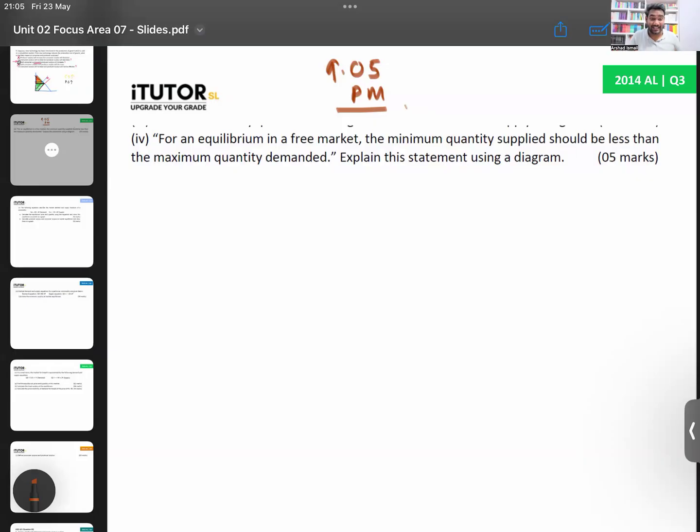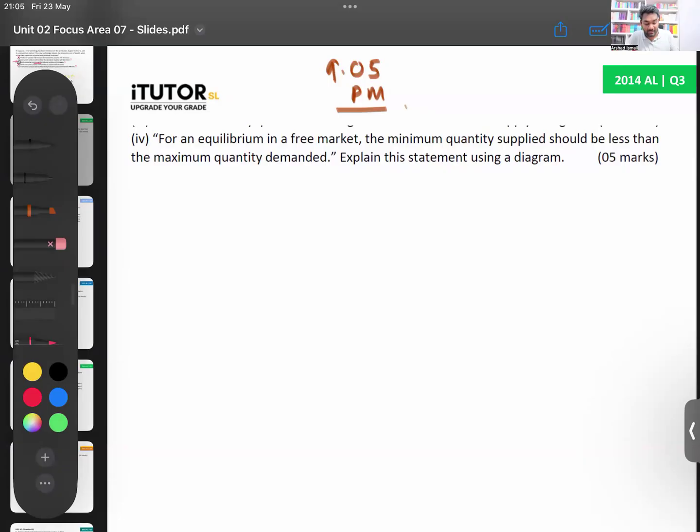Okay, so we'll start with the essay questions. There are not a lot of questions, so probably in around half an hour, we should be able to finish it off. So starting with 2014 A levels, question number 3, subsection 4. Interesting question. The question is saying, for an equilibrium in the free market, the minimum quantity supplied should be less than the maximum quantity demanded. Explain this statement using a diagram.